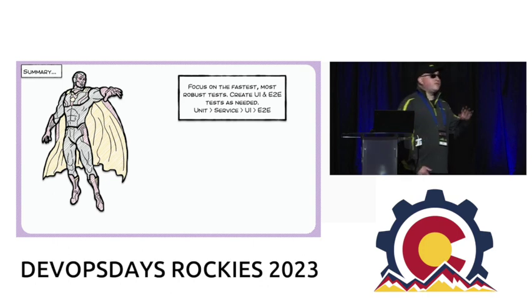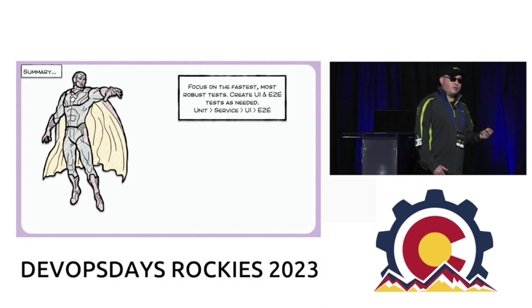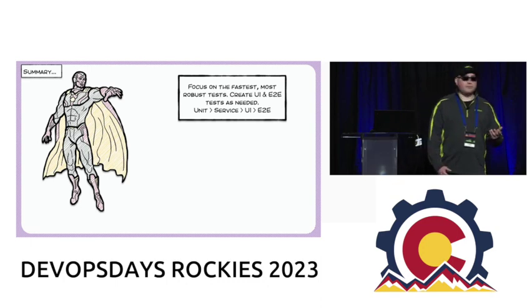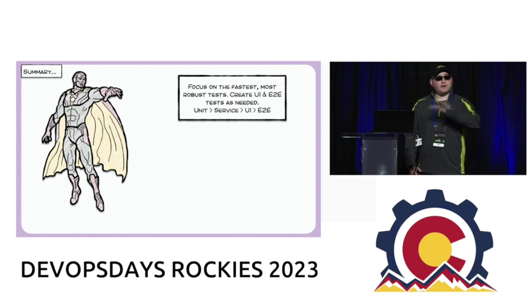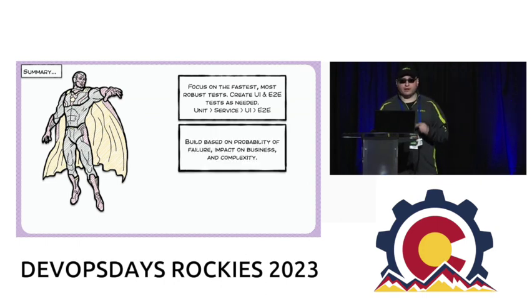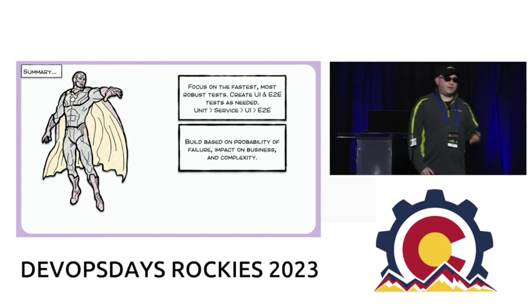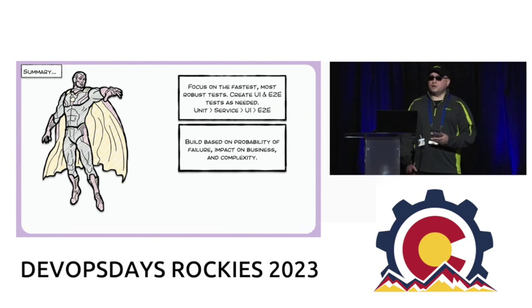Those end-to-end tests are the ones that are going to be the most challenging for you or for any organization because you have to work across multiple systems. This will be that great opportunity for you from an automation standpoint to apply those standards across multiple teams to make end-to-end testing easier. Secondarily, you want to build based upon the probability of failure, the impact on the business, and the complexity. You can't automate everything, nor should you automate everything.